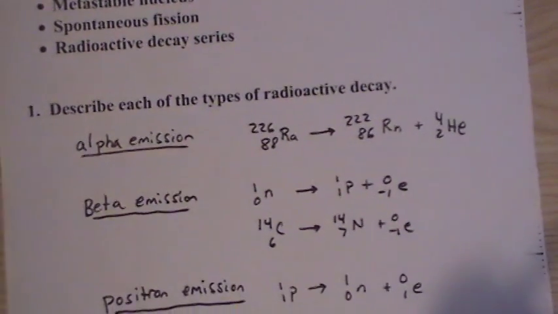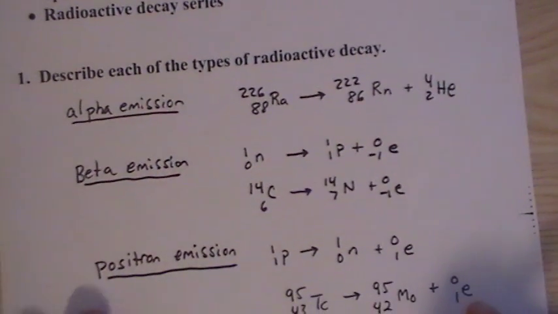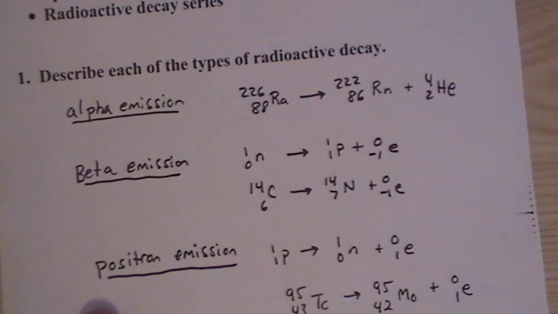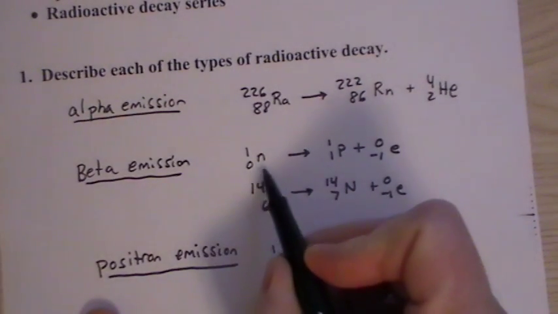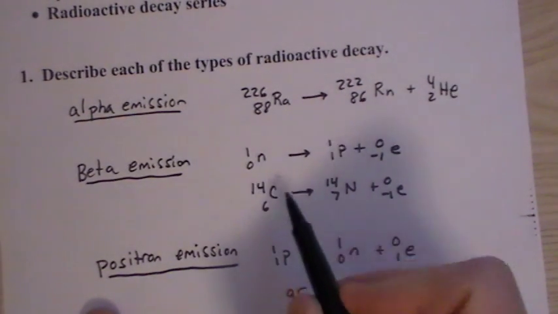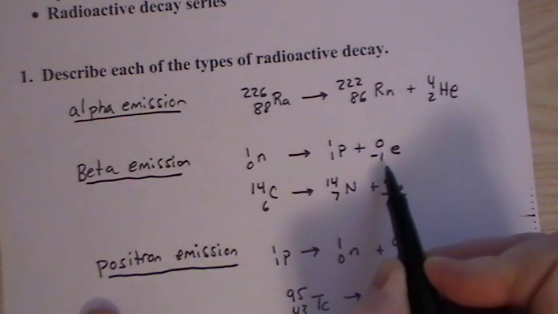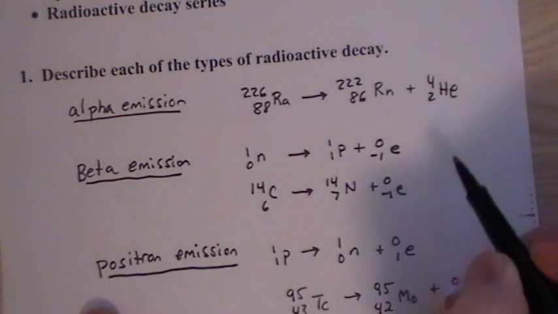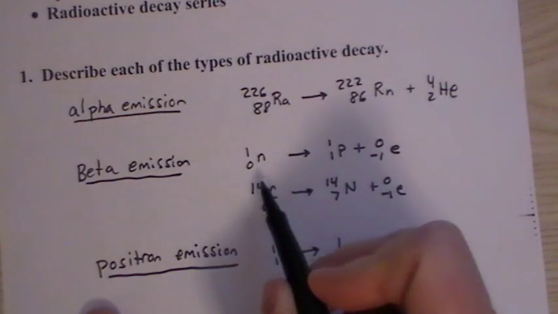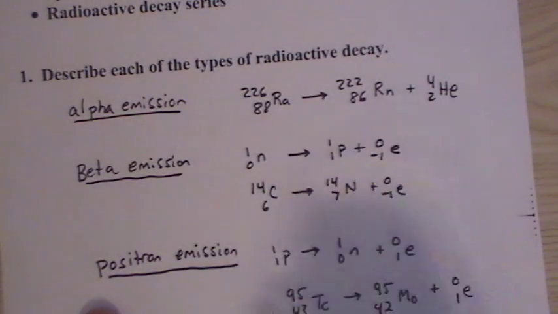Then we have beta emission. This is the emission of an electron. Well, there's no electrons inside of the nucleus, so what happens is a neutron, if we look at just the individual process, a neutron breaks up into a proton and a high energy electron that takes off. This is going to happen when there's just too many neutrons. We're in the neutron-rich area of that band of stability chart.